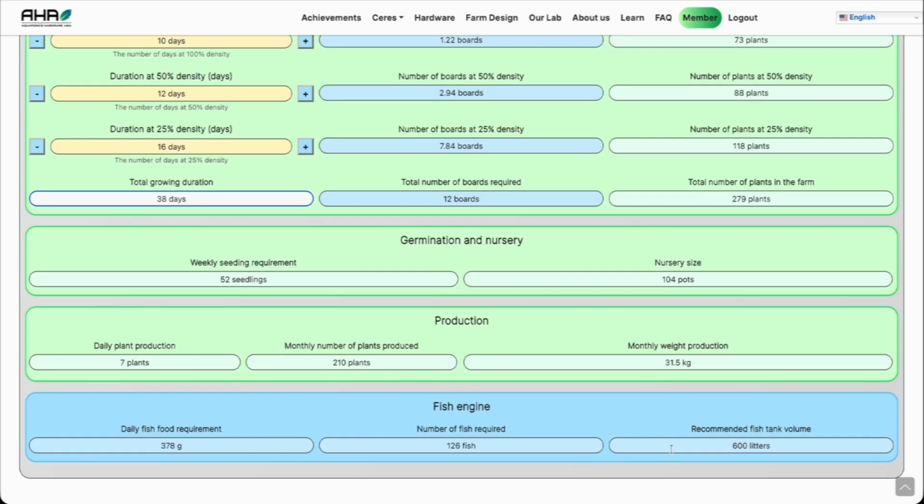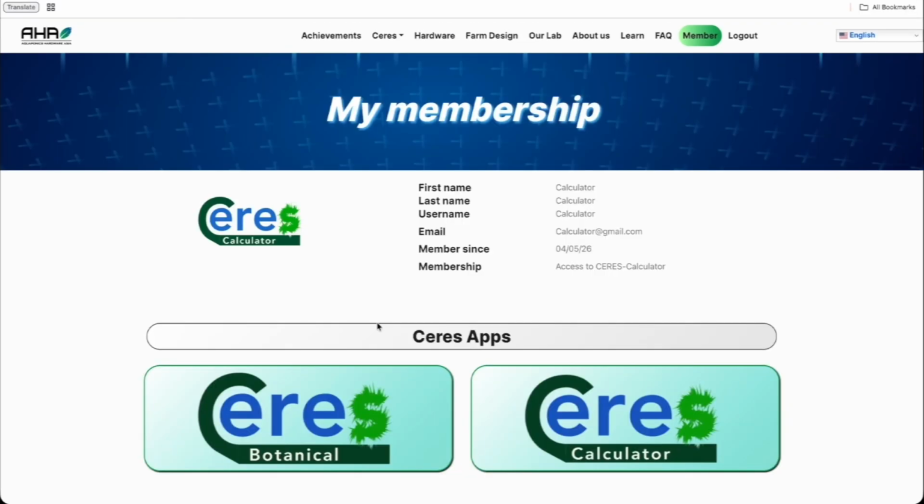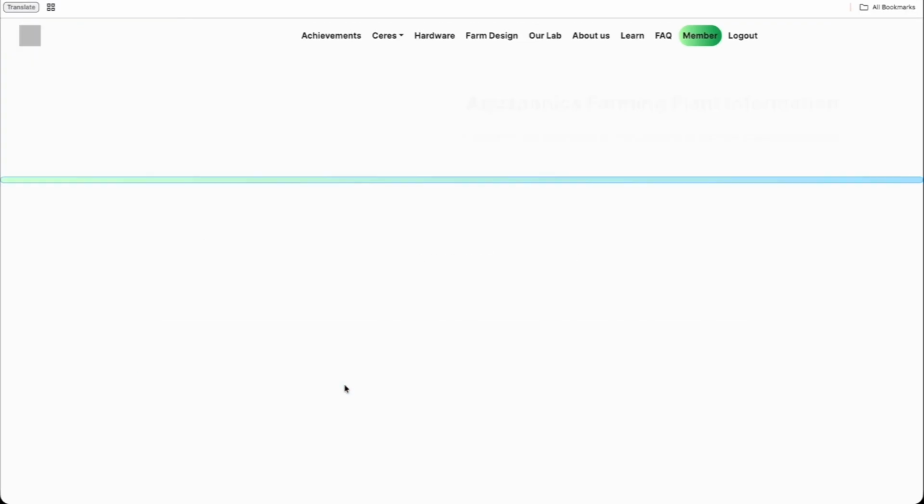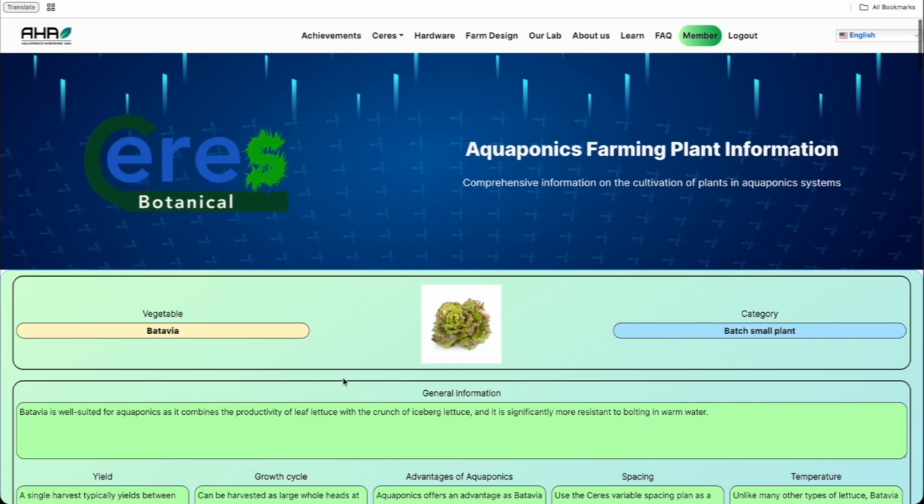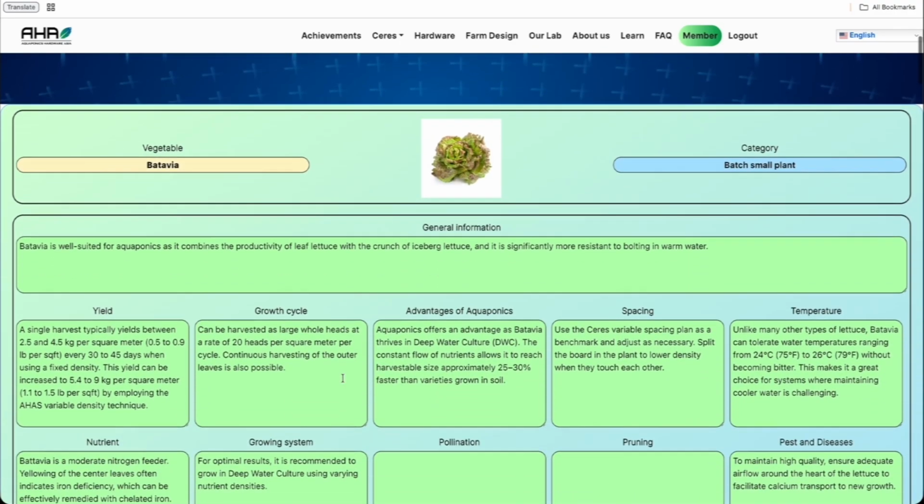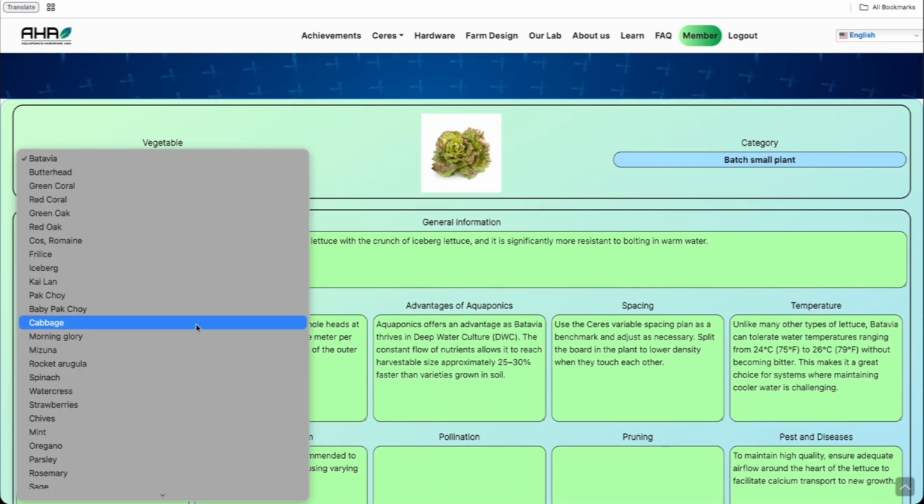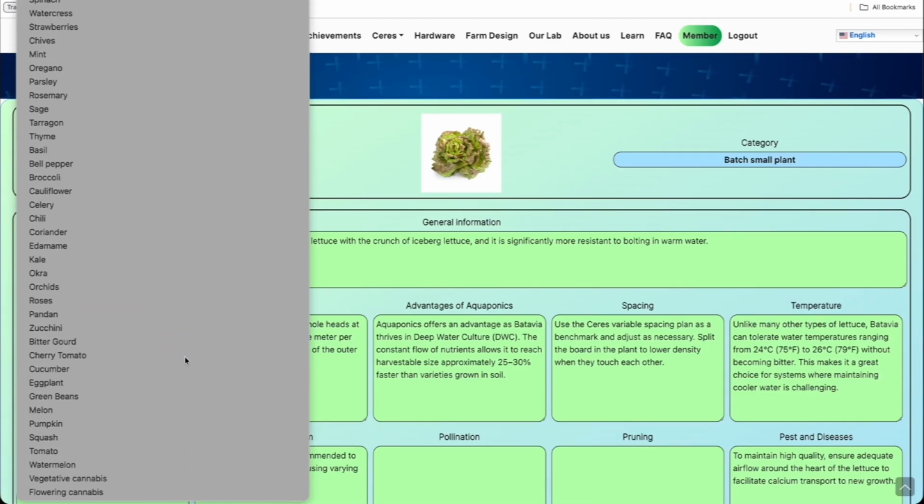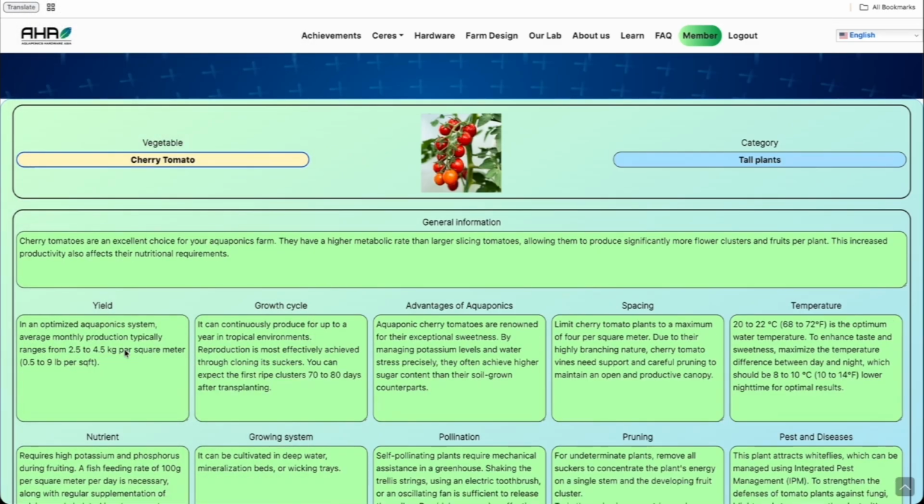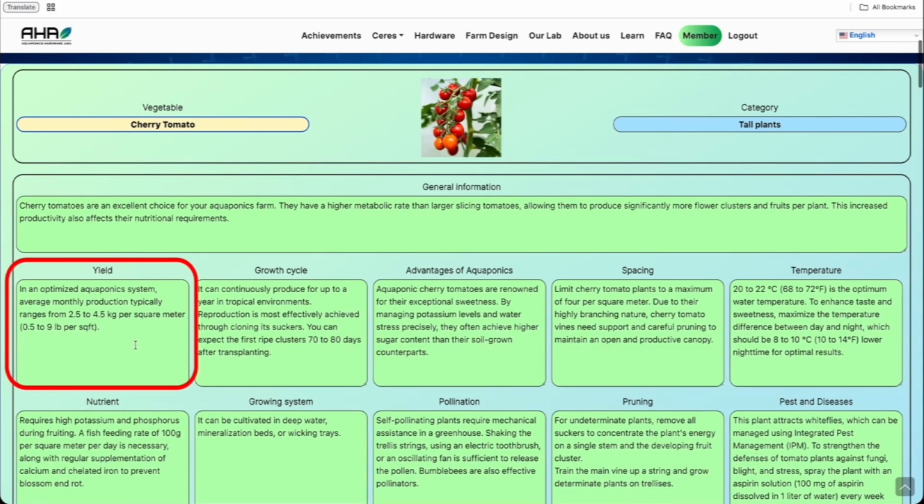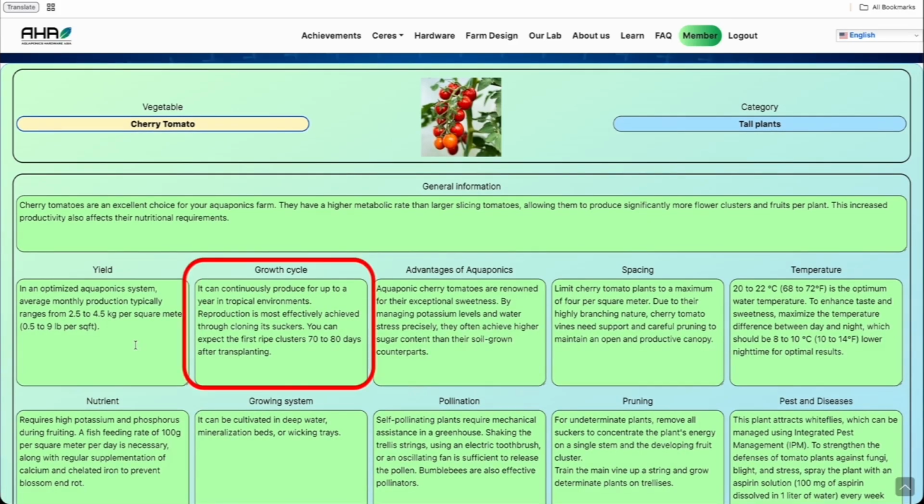Your Ceres Calculator membership also gives you access to Ceres Botanical. Ceres Botanical provides valuable information on how to grow over 50 vegetables aquaponically. Just select a plant, and Ceres Botanical will display general information, expected yield, growth cycle, and harvesting process.